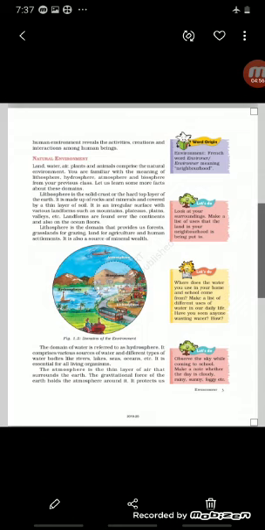Okay, so hydrosphere is the total amount of water on a planet. As we know, water exists on the earth's surface in the form of oceans, lakes and rivers. Okay, these water bodies are hydrosphere. Hydrosphere is the total amount of water on the surface of the earth.